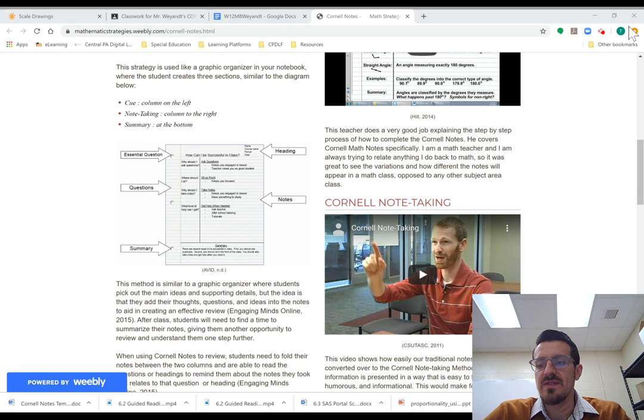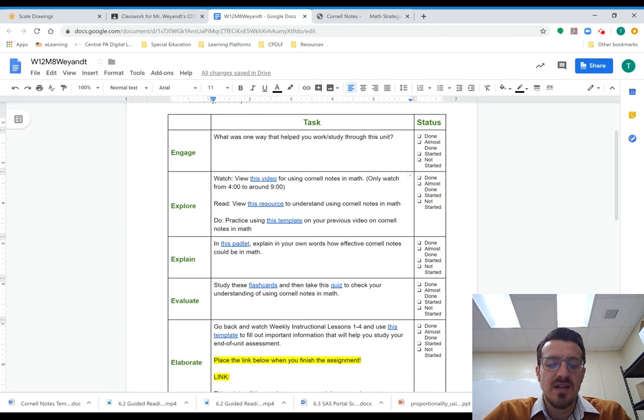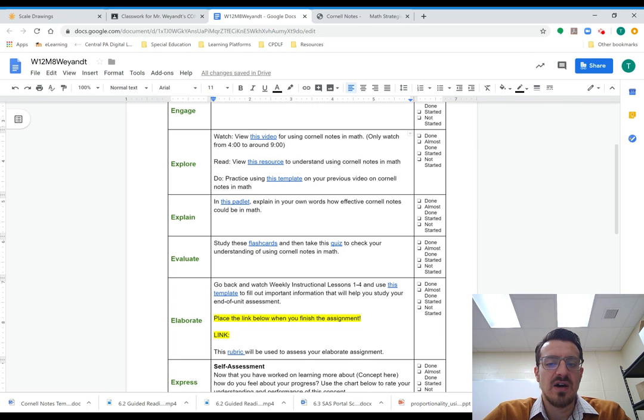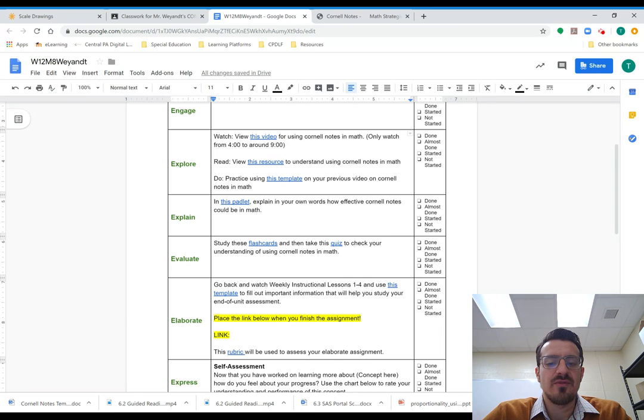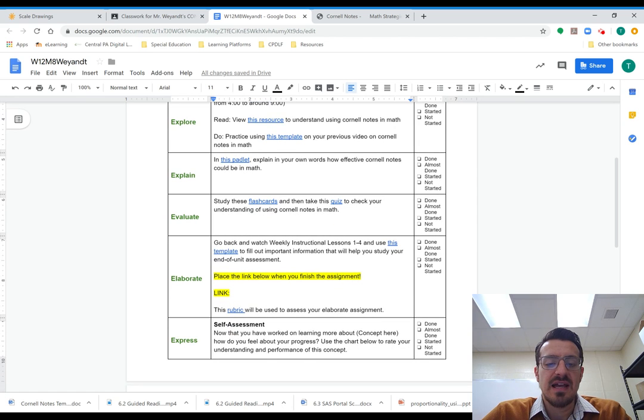So hopefully this little demonstration helped you understand the use of Cornell notes in math and how useful they can be. And again, the difference could be that your notes section ends up being more examples or visuals or pictures more than just written out definitions. In the explain section, what I'm going to have you do, like always, is explain in your own words how effective Cornell notes could be in math. So use the explore section and the things that we just talked about to explain in your own words how effective it can be, and be serious about that and write down exactly how you can use those in your math course.